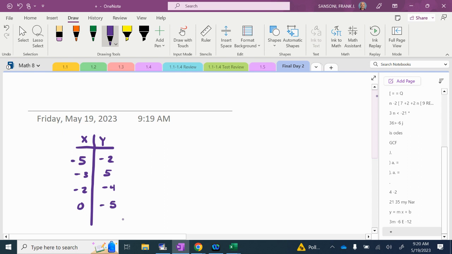What do we look at? Oh, nice job. If it's linear, but is that linear? No, that's not linear. But is it a function? Because that's the question. Is it a function? It is a function. Nothing over here repeats. It is a function.